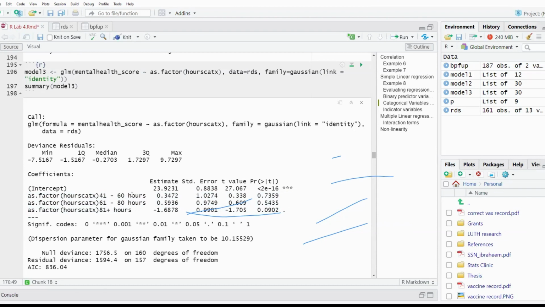Is this clear to everybody? The reason why it's important to emphasize the intercept, which is also the reference, is because we're going to compare. If you remember when Gloria explained this beta estimate, it said that compared to the intercept group, which is the less than 40 group, the change in the mental health score is 0.35 for those who work 41 to 60 hours.